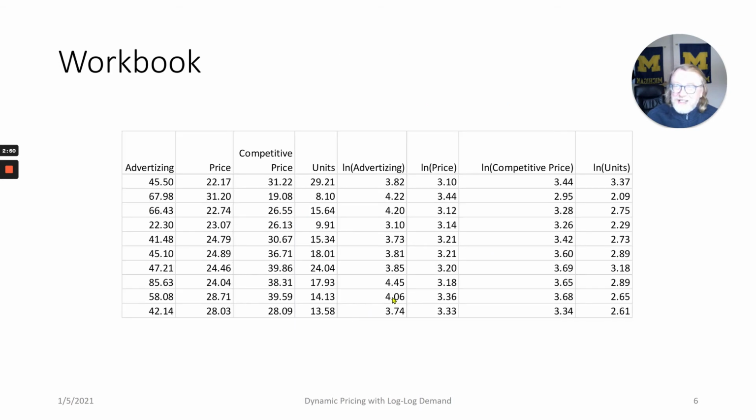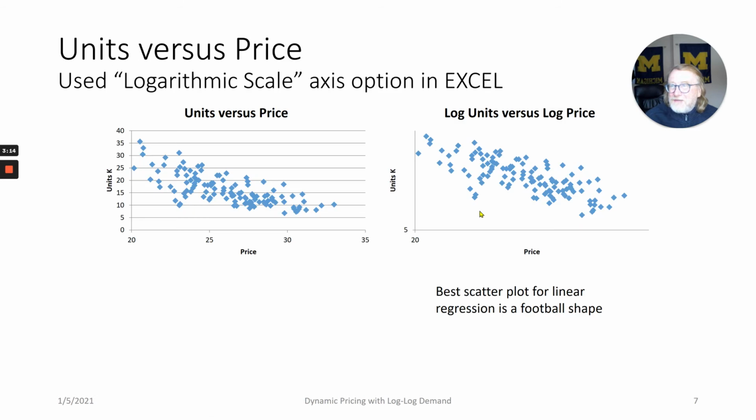Okay, so what you do if you have this kind of data, you have the raw data, things like advertising, price, competitor price, and units, and here we just take the logarithm. So we just take equal to ln in the cell and copy and paste it. Once you get a column of numbers, you can just put them in any kind of software package and go ahead and estimate models.